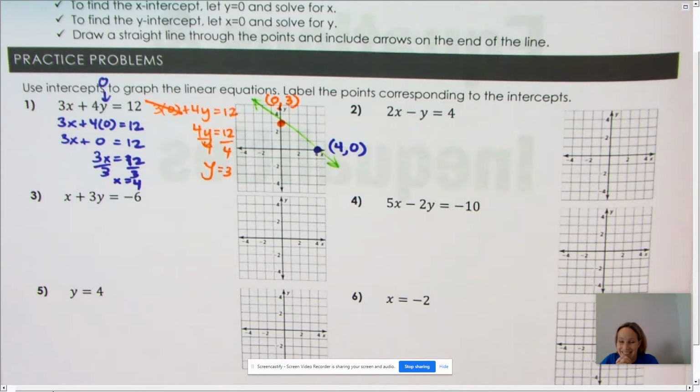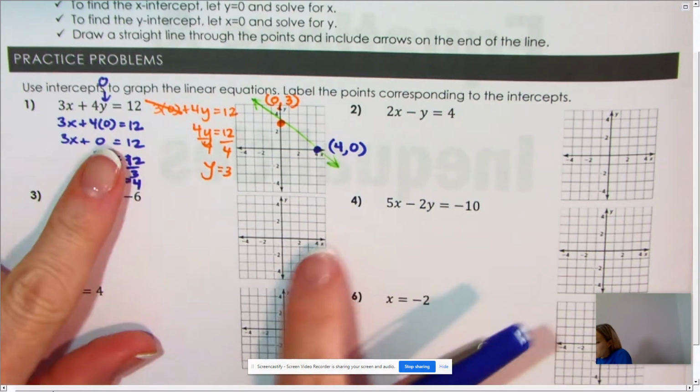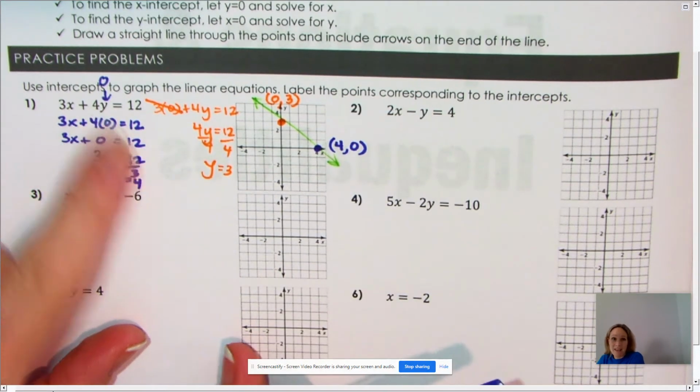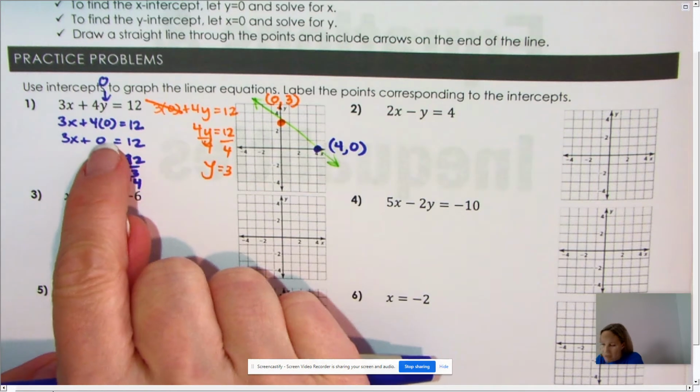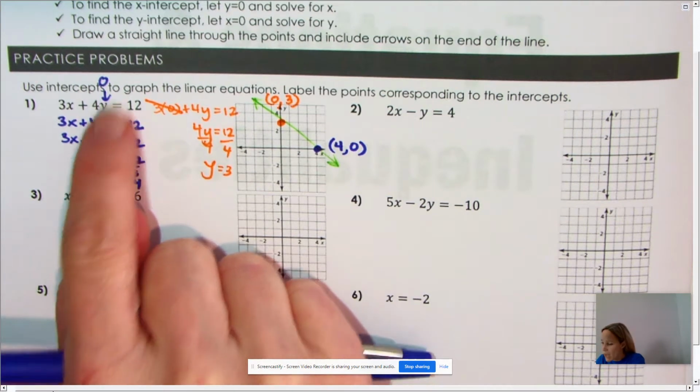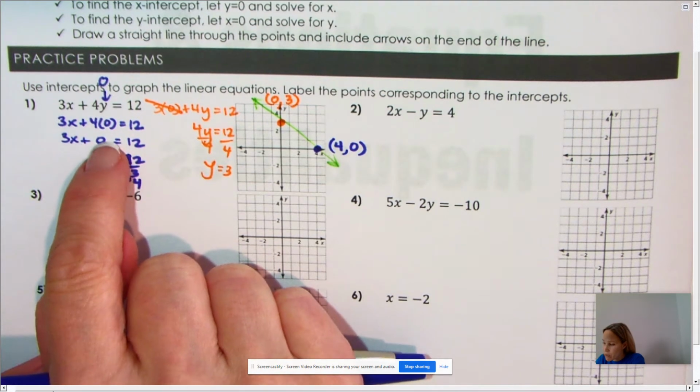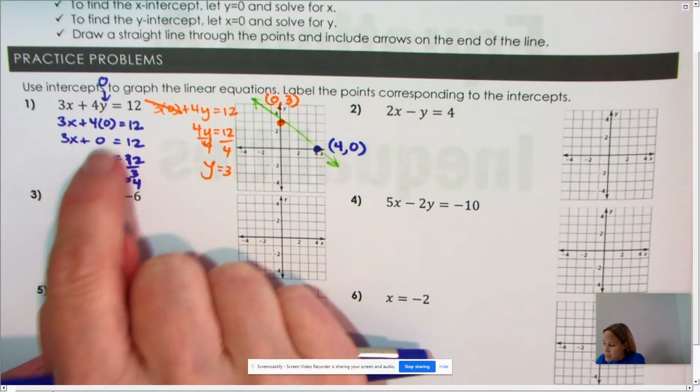I'm going to show you guys a secret shortcut. Okay, so look at problem number 2. What I like to call it is the cover-up method. So it's not really mathematically valid, but essentially it's what we're doing. So if I'm putting in 0 for y, that whole y term ends up disappearing because y is 0. Anything times 0 is 0. 0 plus anything doesn't make a difference.